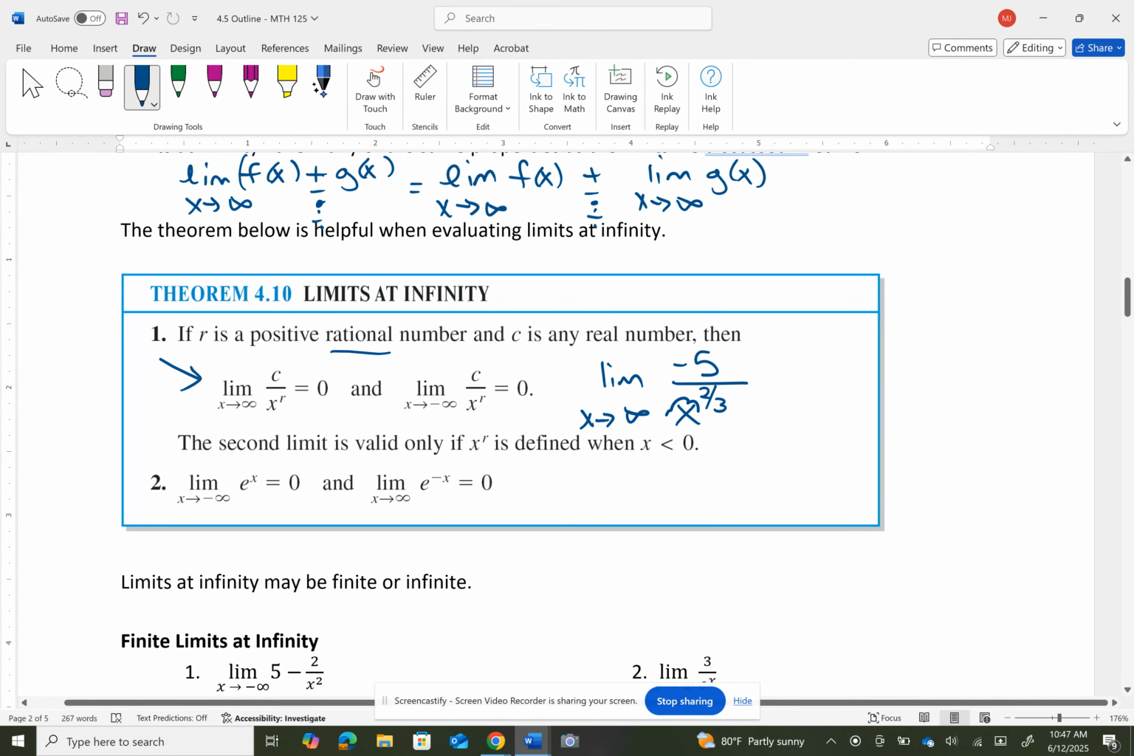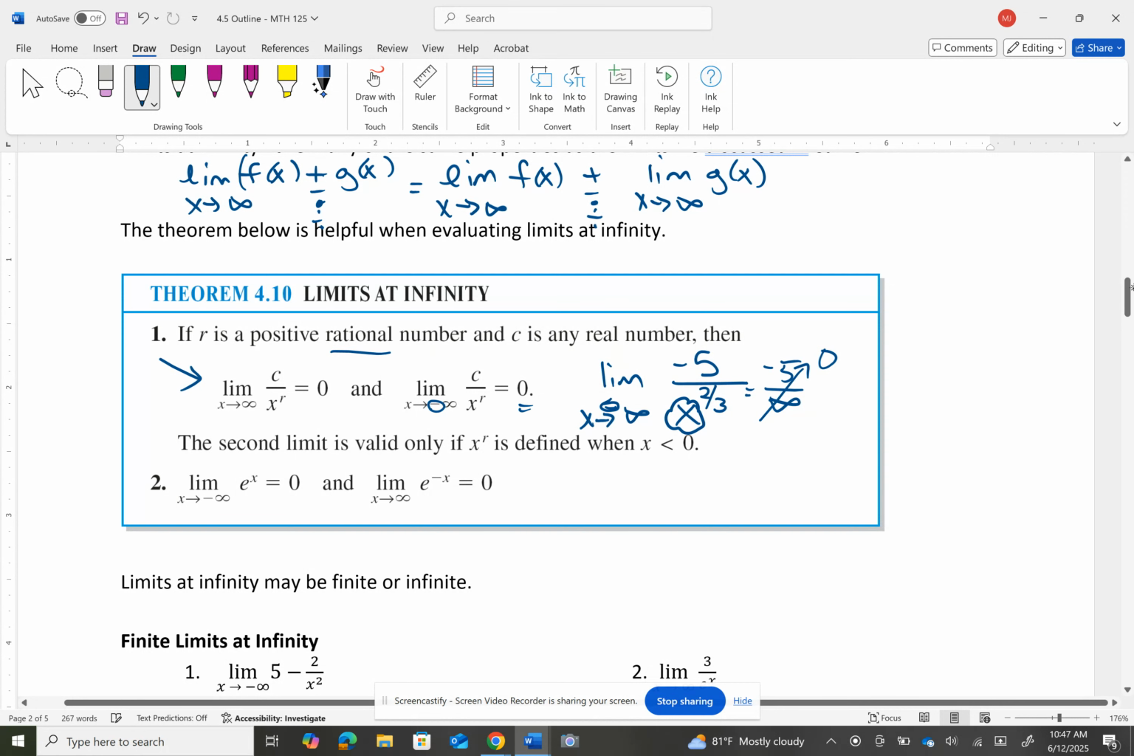imagine plugging in bigger and bigger numbers in for x. So infinity, cube root of it's still infinity. You square that, that's still infinity. So you basically have a -5 over infinity, a -5 over something getting bigger and bigger and bigger, which means that's going to wind up approaching 0. Okay, so that's what that says. And if it had been a negative infinity there, then that winds up still giving you a 0 when you're finished.